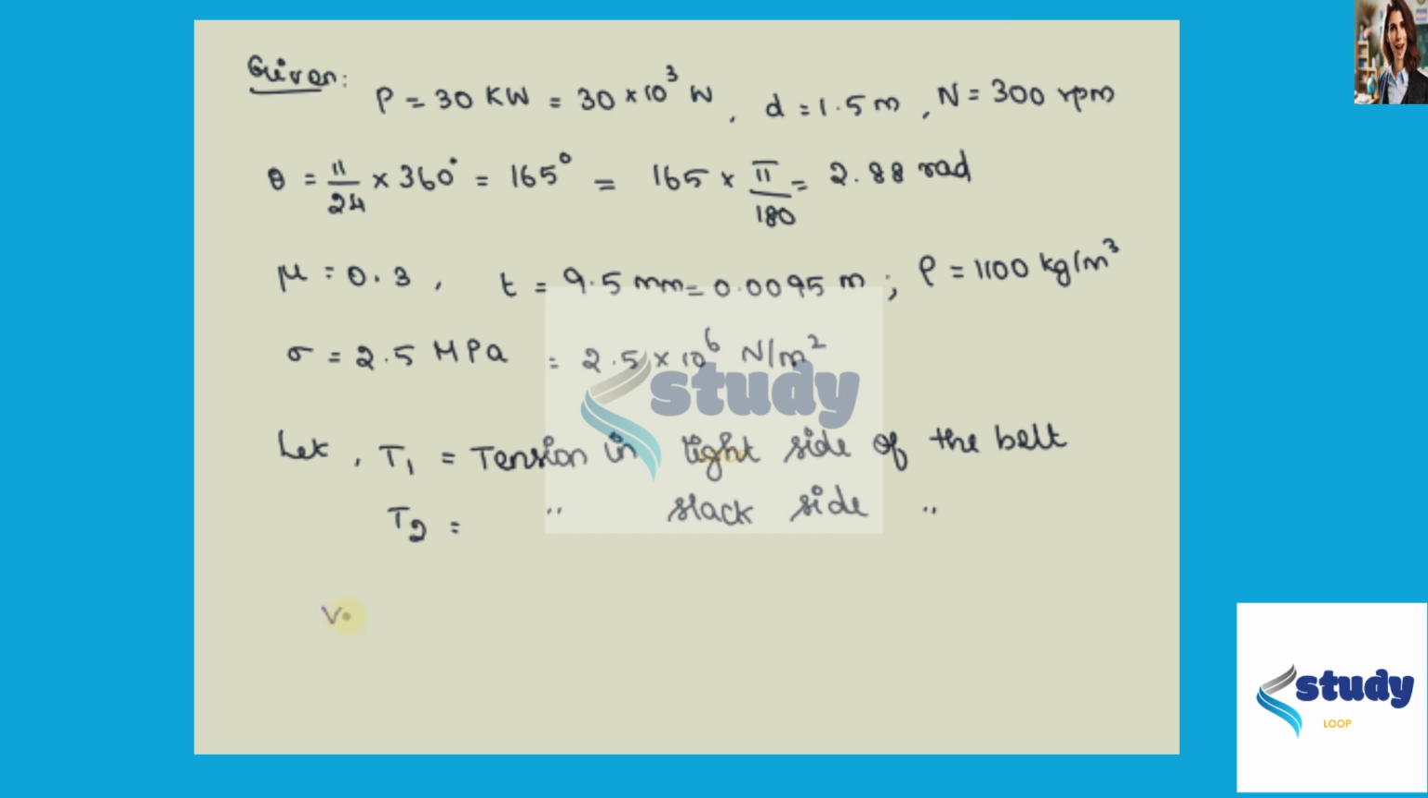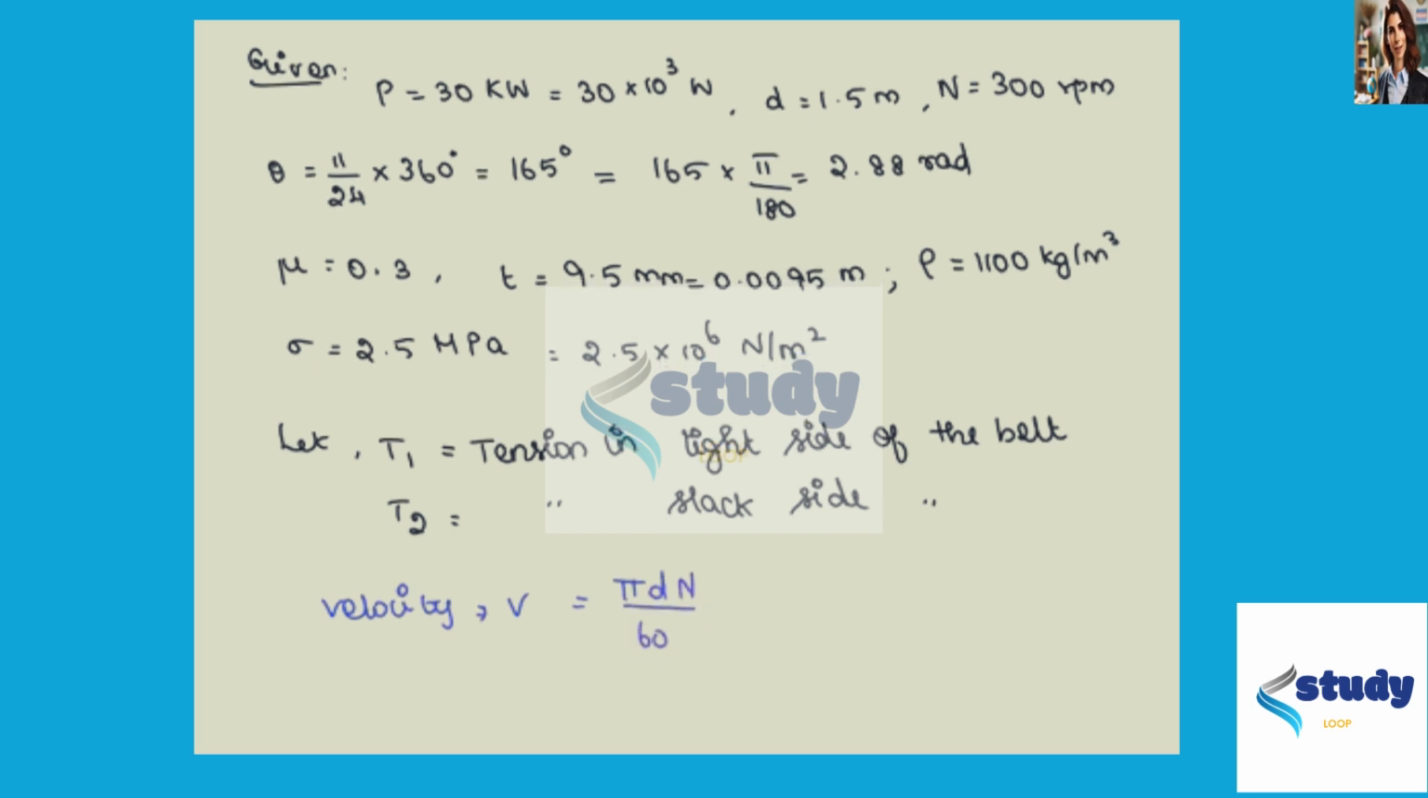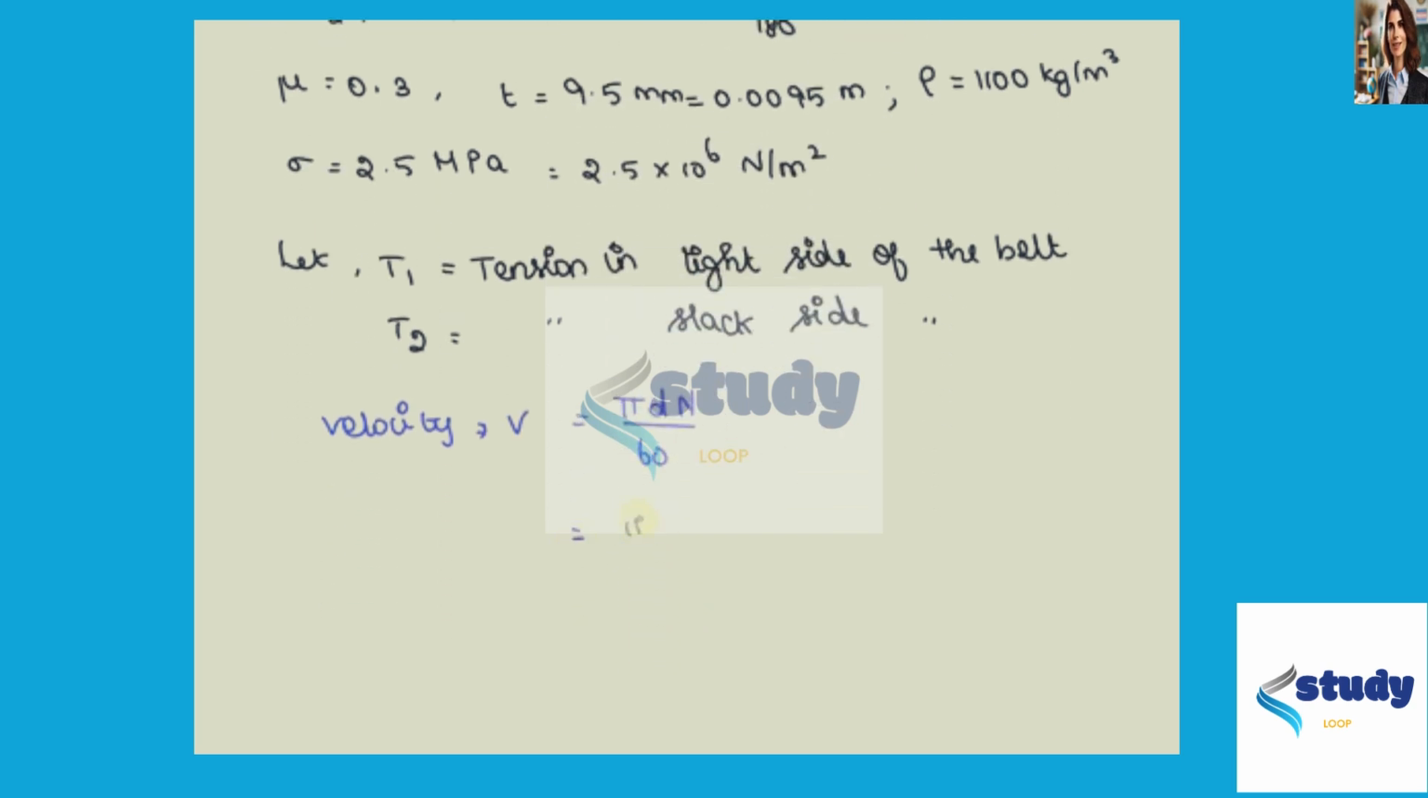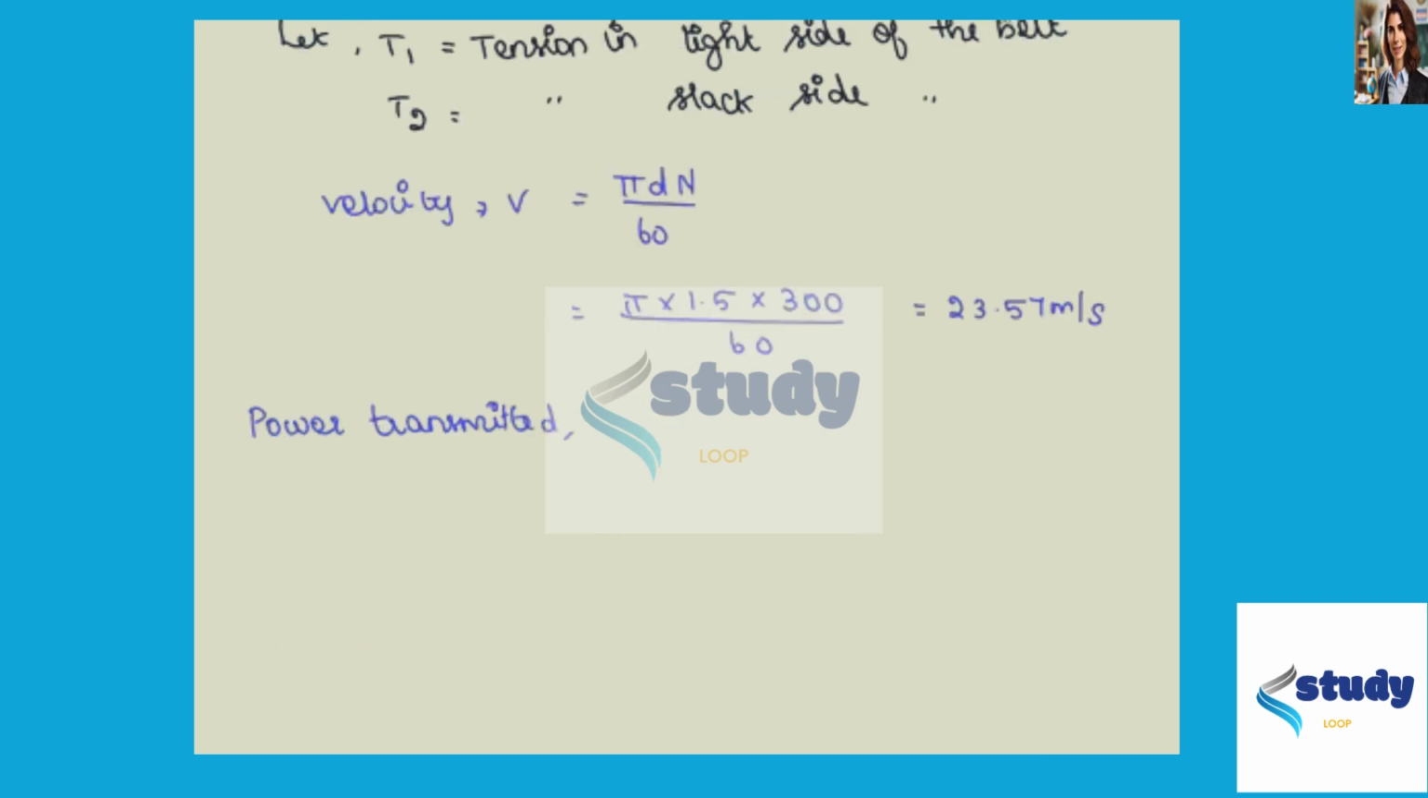Now we can calculate the velocity of the belt. So velocity, which is V, is equal to pi dn by 60. So this will be equal to pi into d, which is 1.5, into 300 divided by 60. So this will be equal to 23.57 meter per second.